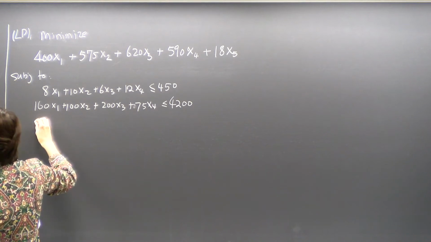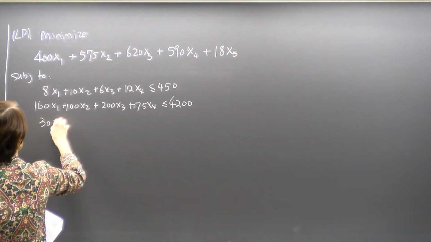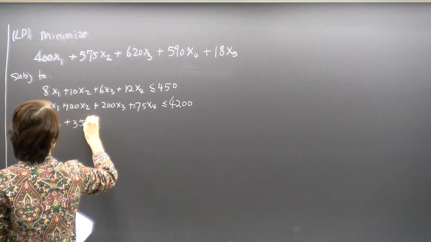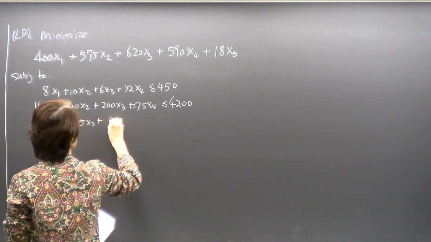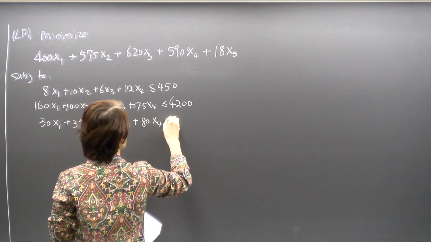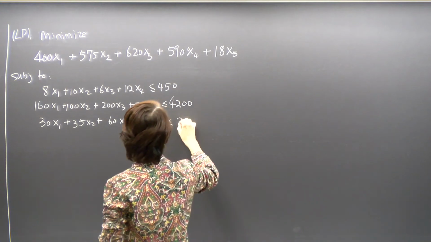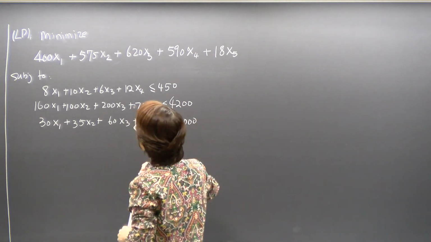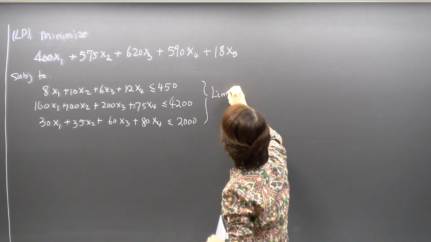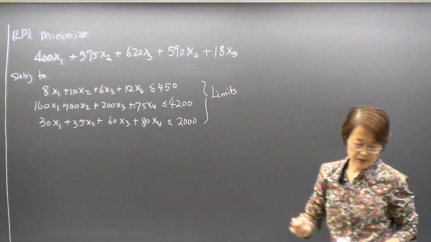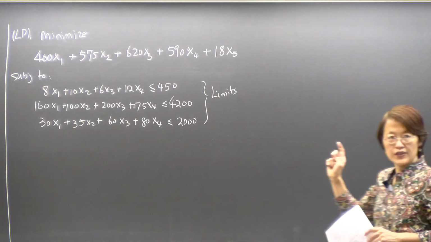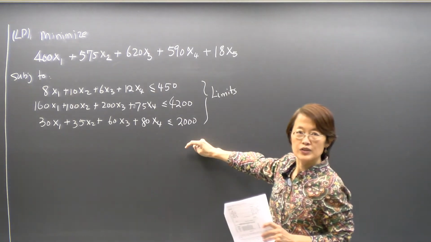And for material B, 30 x1 plus 35 x2, 60 x3, 80 x4. And that I have 2,000. So these are coming from the limits that are listed in the table. Is that clear how I get each of these inequalities? Any questions on that?